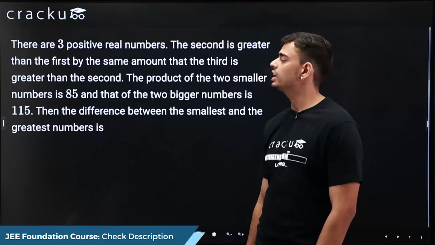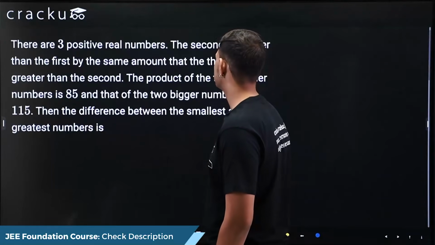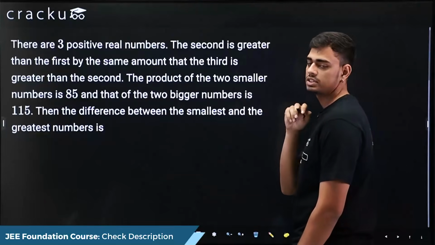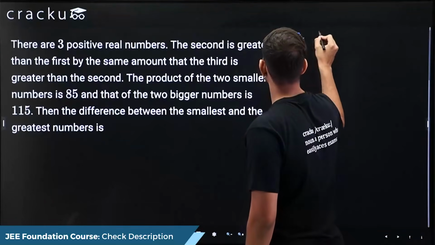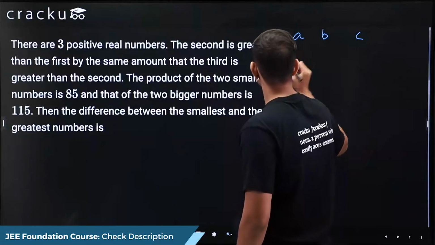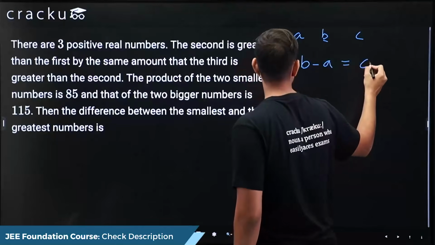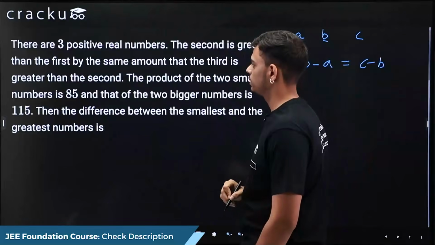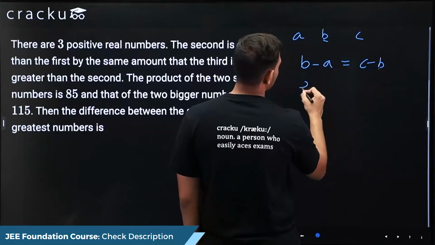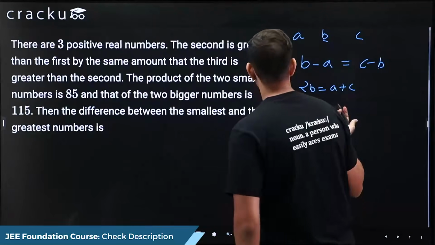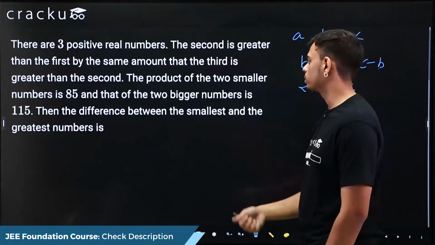In this question, we are given that there are 3 positive real numbers. The second is greater than the first by the same amount that the third is greater than the second. Let us assume the numbers to be A, B, C. Second is greater than first, that is B minus A, by the same amount that third is greater than second. This means that 2B equals A plus C. It also implies that A, B, C are in an arithmetic progression.